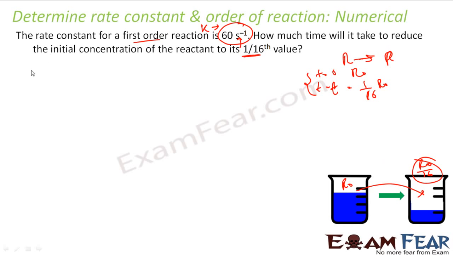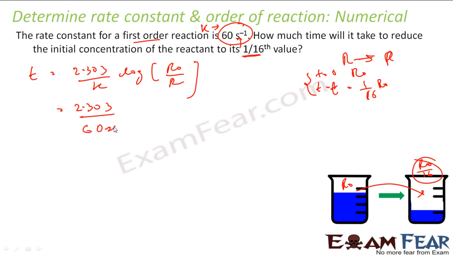Since it is a first order reaction, we use the same formula. T is 2.303 by K log of R naught by R. Actually, this K is equal to 2.303 by T log of R naught by R, but since I had to find T, I just wrote this formula. It's the same formula. Put all the values. K is 60 per second. Take care of units. R naught by R. R is nothing but R naught by 16, the final concentration.